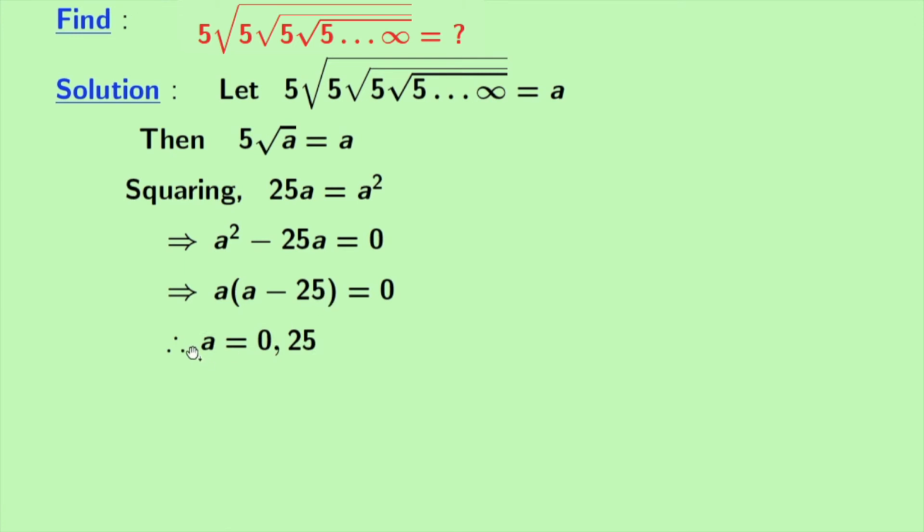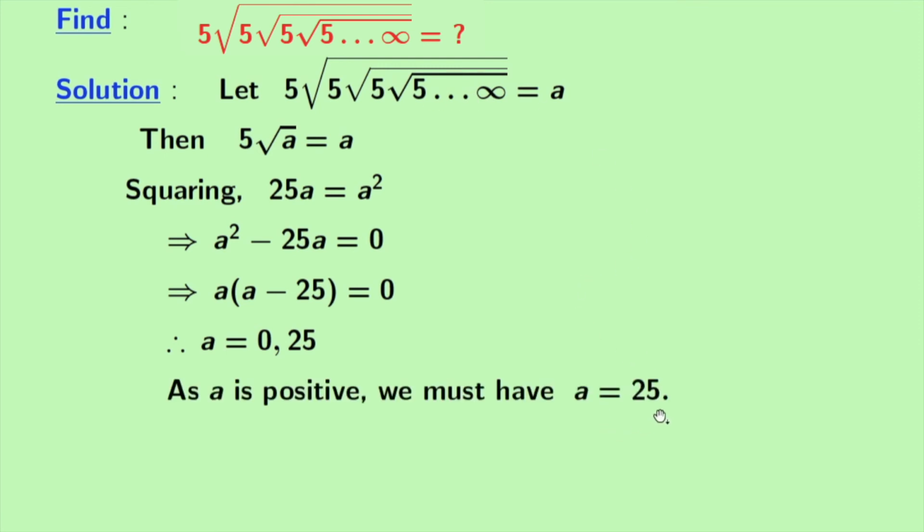So, the value of a is either 0 or 25. Now look that a is a positive number. So, a can't be 0. So, a must be 25. So, we have found the value of the given quantity, and that value is 25. So, this is our final answer.